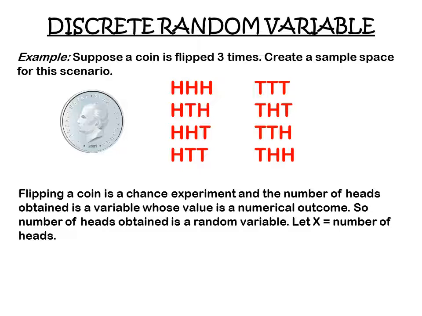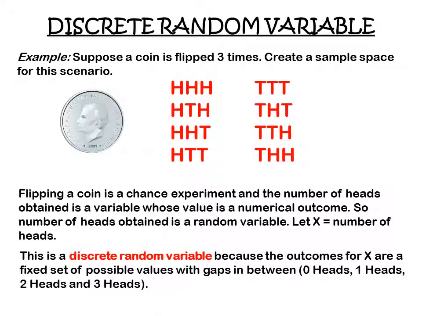Flipping a coin is a chance experiment, and the number of heads obtained is a variable whose value is a numerical outcome. So the number of heads obtained is a random variable. It fulfills the requirements that it comes from a chance experiment and the outcome is a number. So let's call the number of heads capital X.